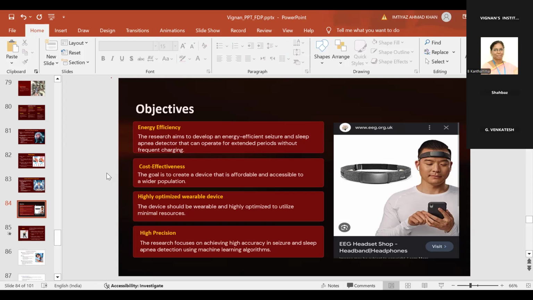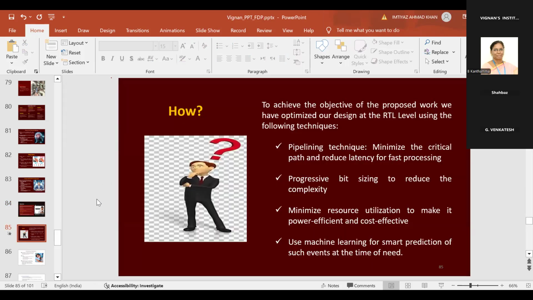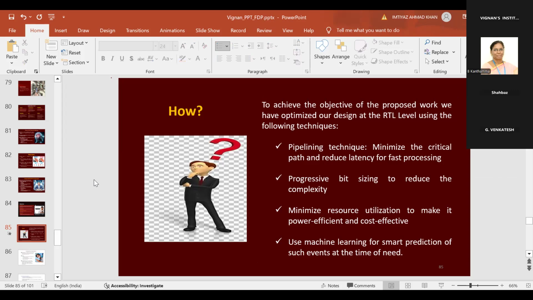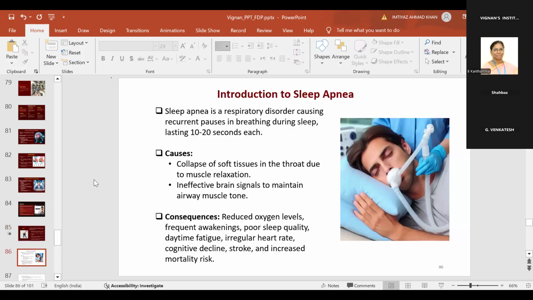But you need a data set and all the things in Vivado. It is a highly optimized wearable device, and you can use this type of work in your project or anything else. Use the pipelining technique to achieve high energy efficiency and high speed, and resource utilization should be minimum, because if your resource utilization is high, your power will never be low. So these three or four techniques you can use in your design for low power consumption.